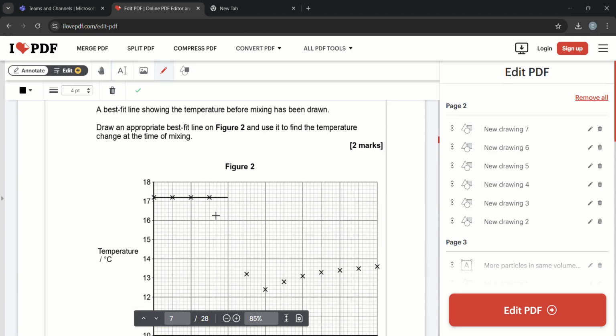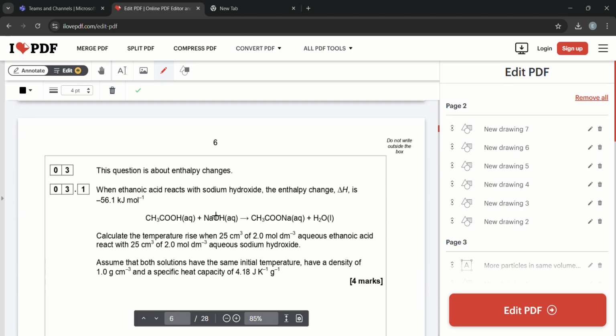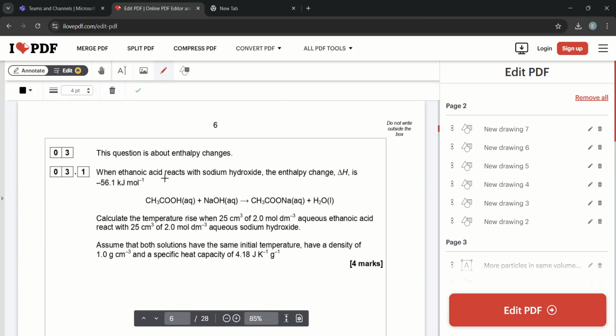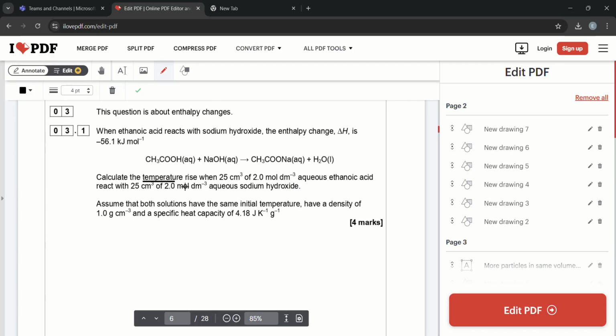Question 3. Question about enthalpy changes, and it wants us to calculate temperature rise. So for these type of questions, I always like to write down all the formulas we could possibly need. Q equals mc delta T. Delta H equals Q divided by moles.